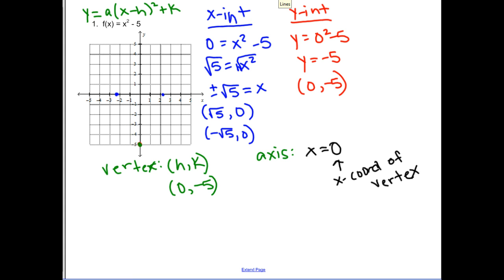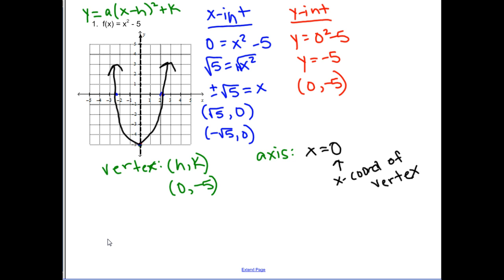So I'm going to go ahead and try to draw this axis of symmetry. Going to go right through the middle of the parabola. So now we can sketch this parabola, and the parabola, you can see, has the vertex at (0, negative 5), and it goes through our two intercepts.